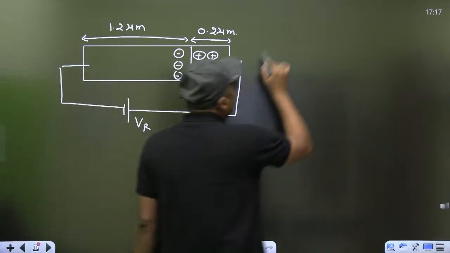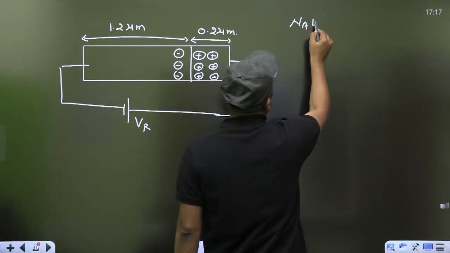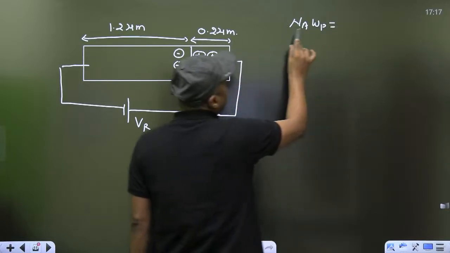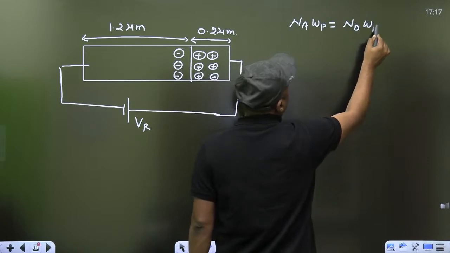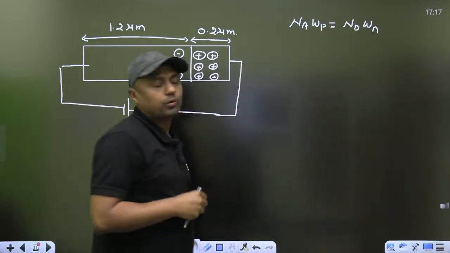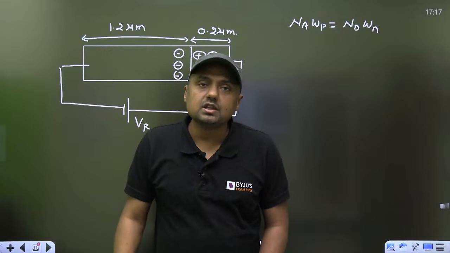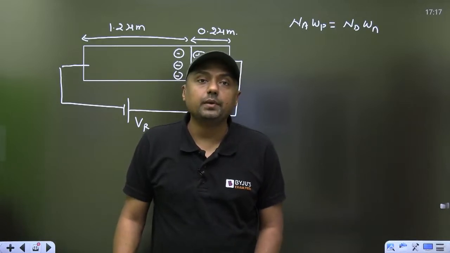Now, depletion layer in P region multiplied with the concentration in P region is equal to depletion layer in N region multiplied with the concentration, Nd and Wn. Depletion layer in N region multiplied with the concentration. Okay.